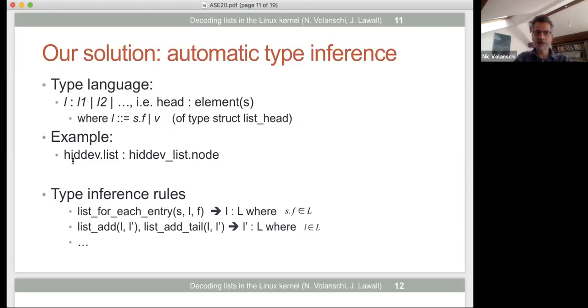It says that the list is headed in a structure called hitdef, and in particular in its field called list, and it contains elements of type hitdef.list, which are chained through their field called node. To compute this type inference, we use some type inference rules associated to the different list operations. For instance, where this operator is used to traverse a list L, visiting elements of kind S and stepping through field F, we can deduce that the list contains, among others, structures of kind S, linked through their field F. There is another type inference function associated to list insertion functions, and so on.